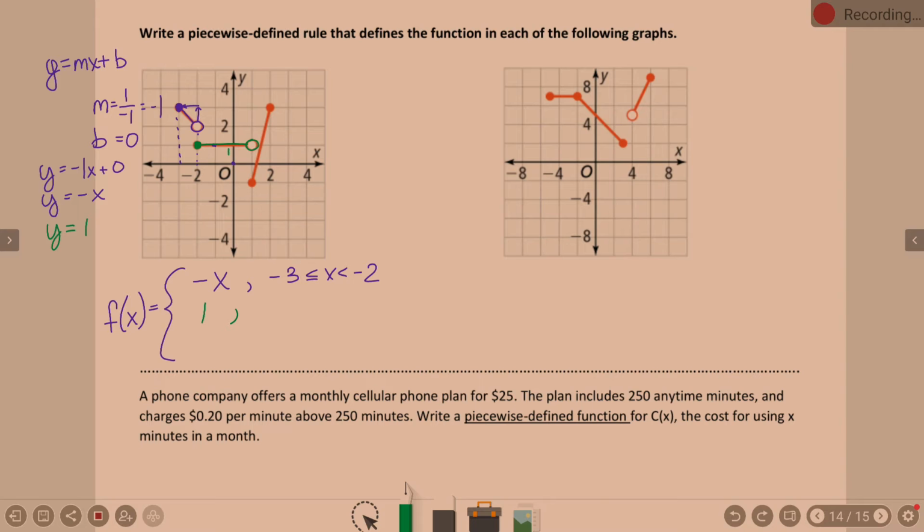I need my restrictions, because it's not the whole entire line that goes on infinitely. It's just that one little piece. So where does that one little piece start? At -2, less than x, less than, where does it end? The x value of 1. Do either of those need equal to's? Landon? The -2 does. -2 was an included filled in circle, so we need the equal to.